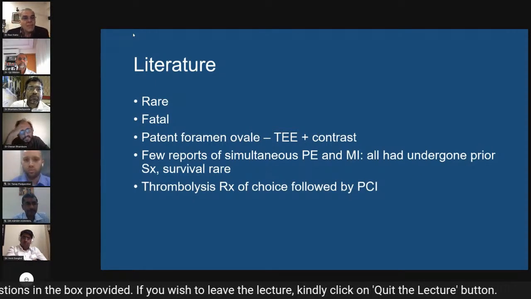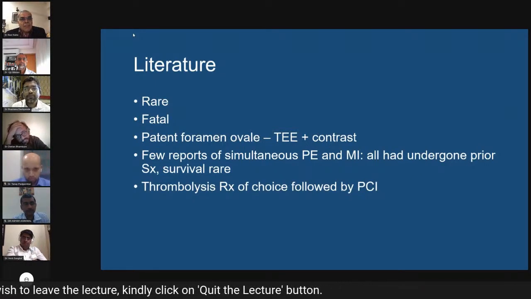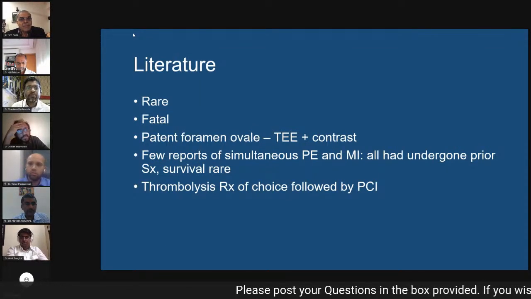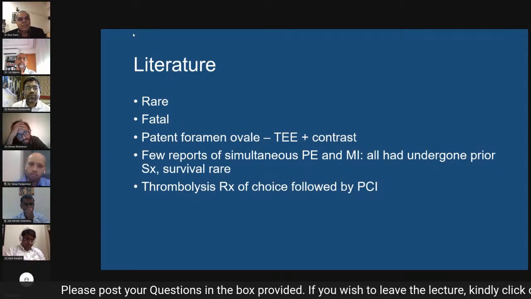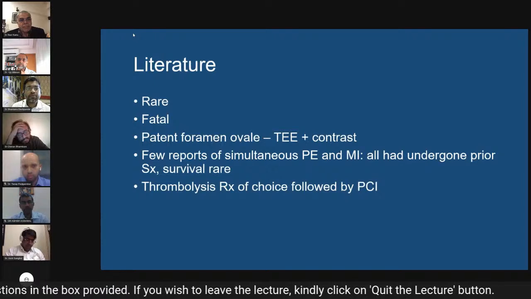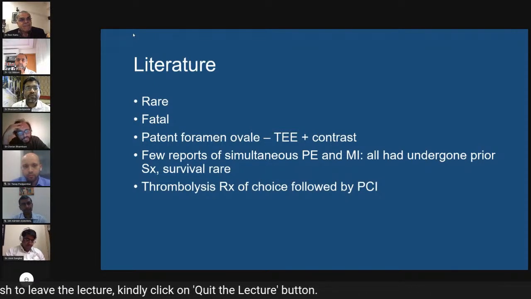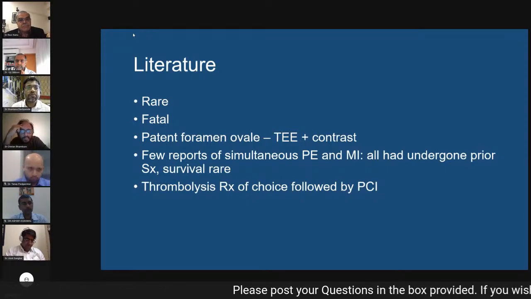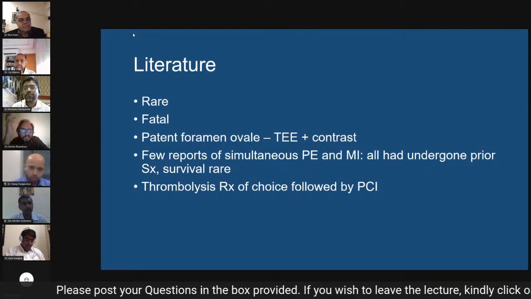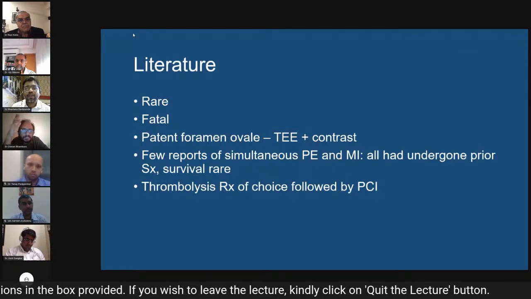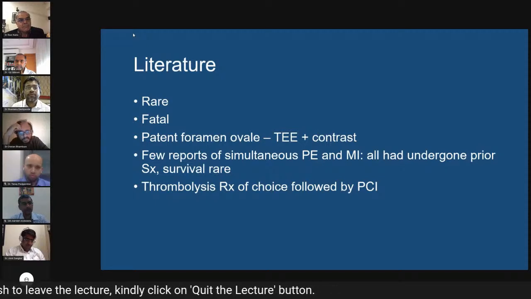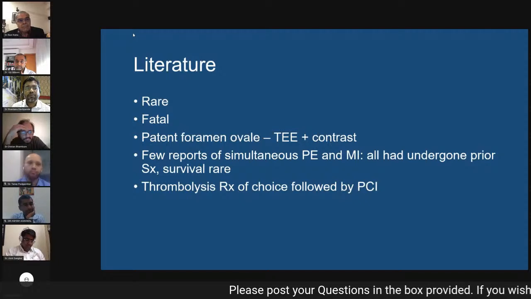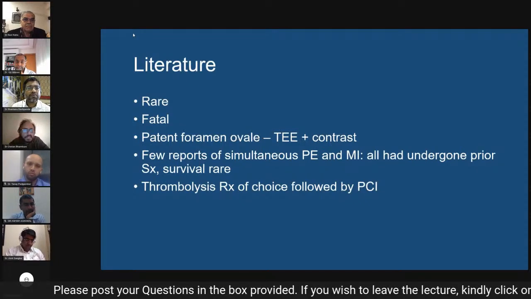Now I did a little literature search on these kinds of presentations. Now it's extremely rare for a patient to present with pulmonary embolism and an acute MI at the same time, and most of the time it is quite fatal because of obviously two major thrombotic events. Some of the patients in these reports showed that they had a patent foramen ovale, which was confirmed on a transesophageal echo with contrast. And I found only 3 patients with reports of simultaneous PE and MI where there was no patent foramen ovale, and all had undergone prior surgery, and very few of them had survived. So the conclusion was that yes, you thrombolyse these patients and follow it with a PCI.